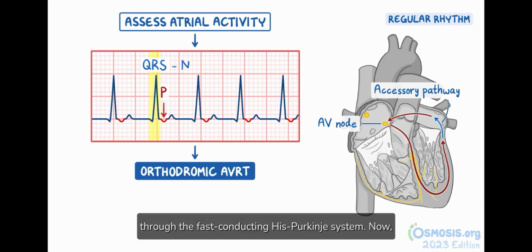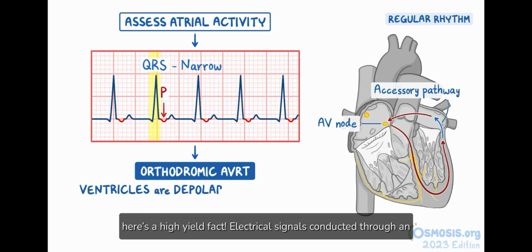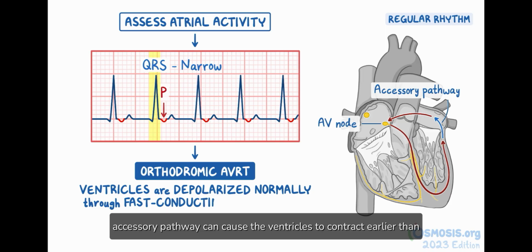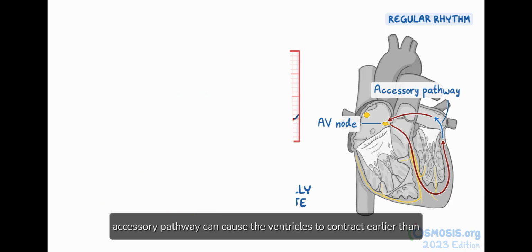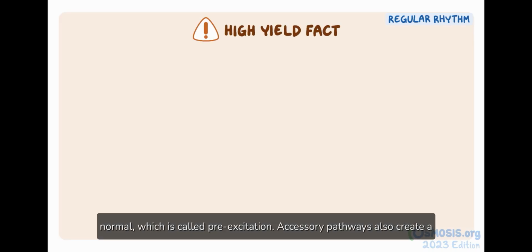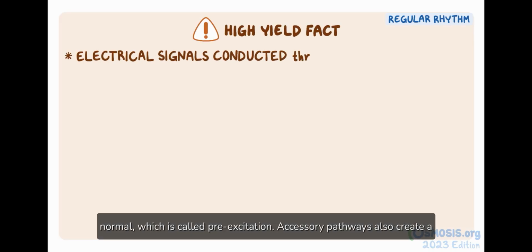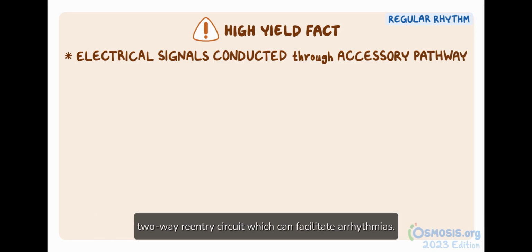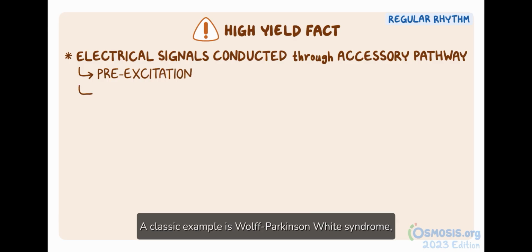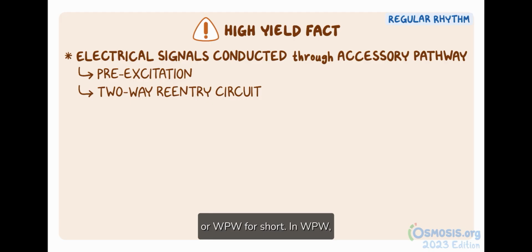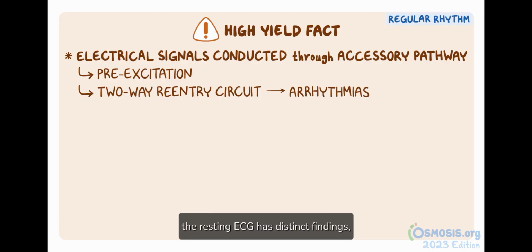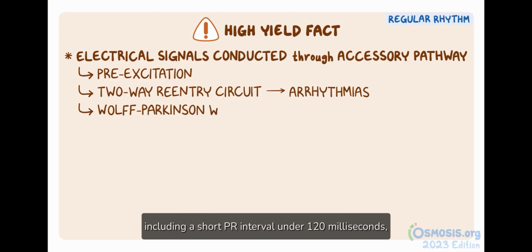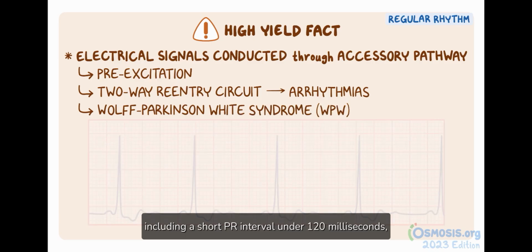The QRS is narrow because the ventricles are depolarized normally through the fast-conducting His-Purkinje system. Now, here's a high-yield fact. Electrical signals conducted through an accessory pathway can cause the ventricles to contract earlier than normal, which is called pre-excitation. Accessory pathways also create a two-way re-entry circuit, which can facilitate arrhythmias. A classic example is Wolff-Parkinson-White syndrome, or WPW for short.